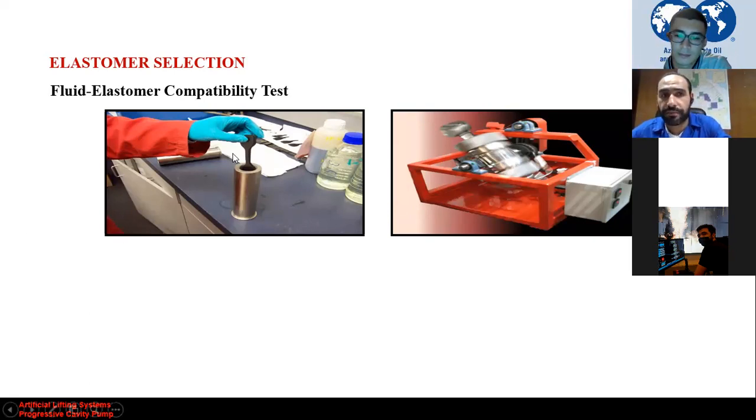As I said, elastomer specimens are inserted in the fluid sample and all put together inside a device called an autoclave, to do the fluid elastomer compatibility testing. Testing may last for 3 days or a week to determine the most suitable elastomer type.